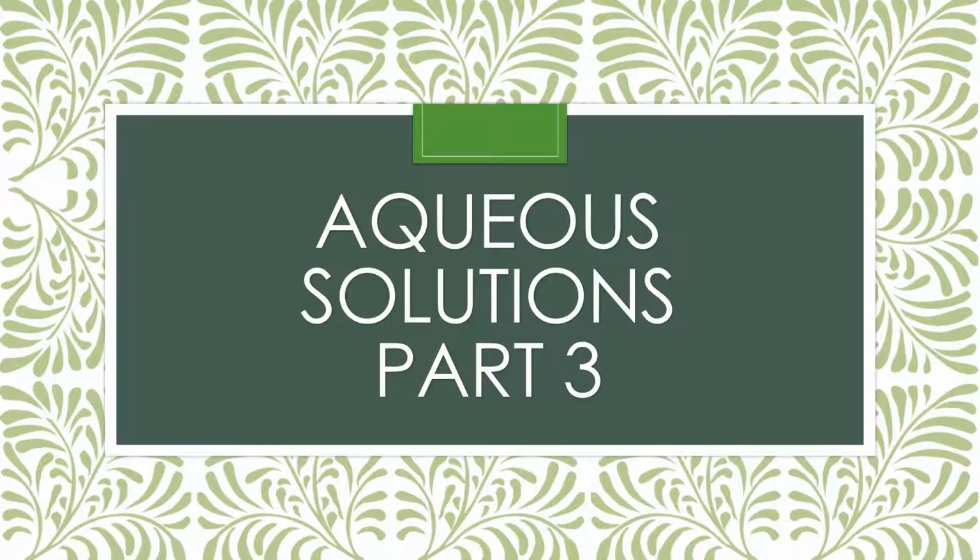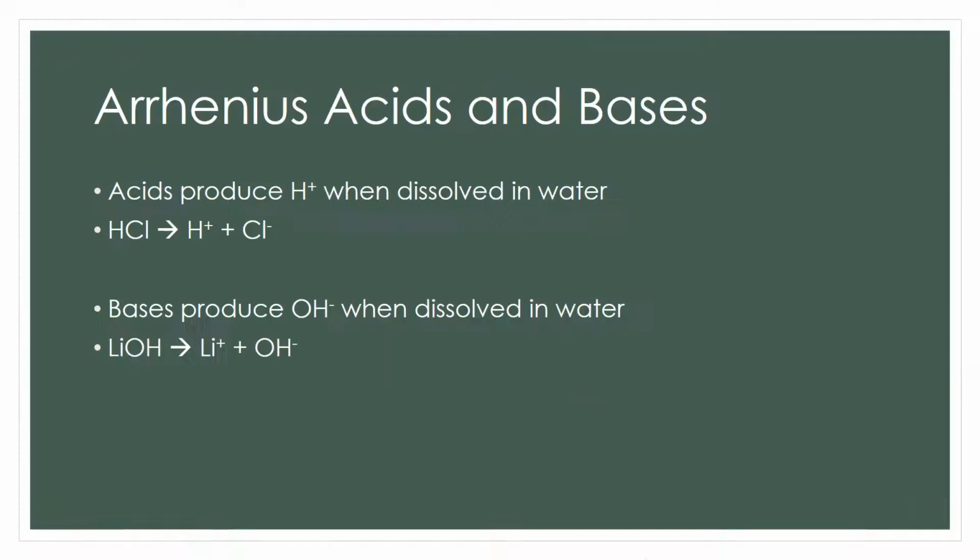Let's take a look at aqueous solutions, part 3. In this section, we're going to focus on acids and bases. For right now, let's just consider what are known as Arrhenius acids and bases. These acids produce H+ ions when dissolved in water, and bases produce OH- ions when dissolved in water.